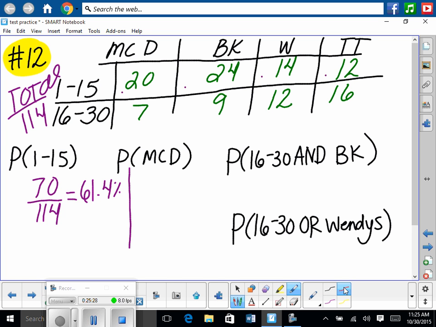All right, what's the probability that they prefer McDonald's? Well, look in your table. Where do they prefer McDonald's? Right there and right there. So 27. So there's a 27 out of 114 chance that they prefer McDonald's, which is 23.7%.